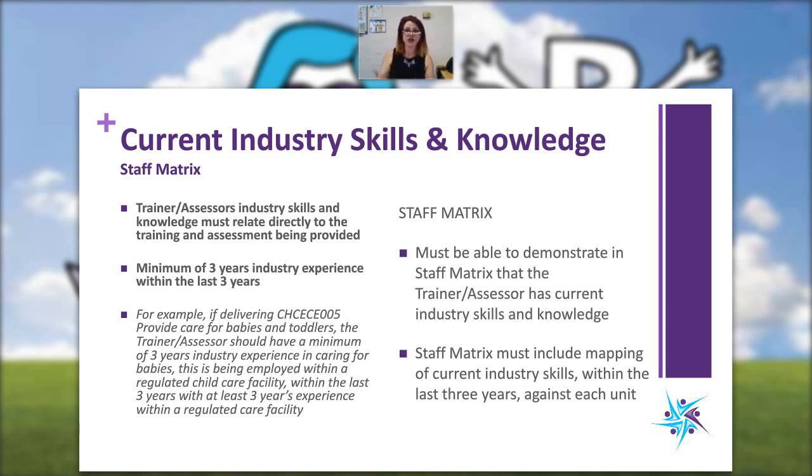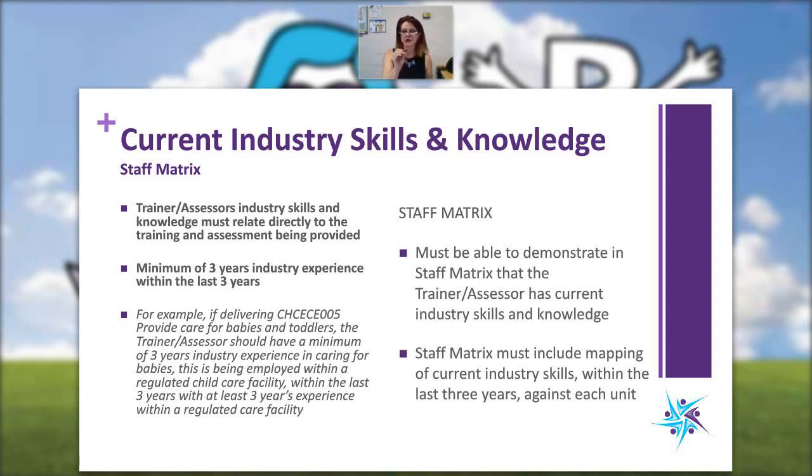And this doesn't mean that you've changed nappies of your own child. That doesn't count. It's very different when you work in a regulated care compared to looking after your own children. So it's got to be currency, and this is actually stipulated in the companion guide for this qualification. And those companion guides can help you out with stipulating what these areas are. So it's currency in a regulated care environment.